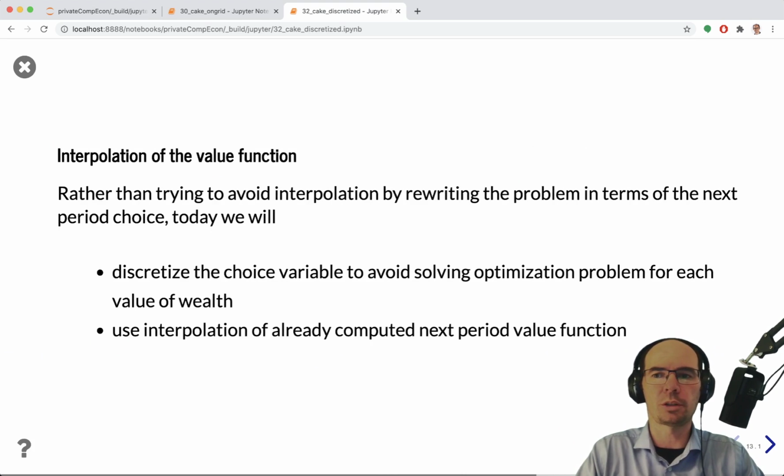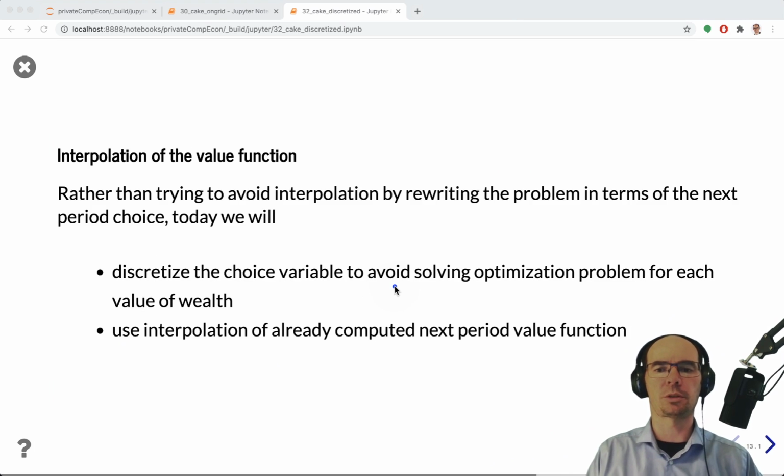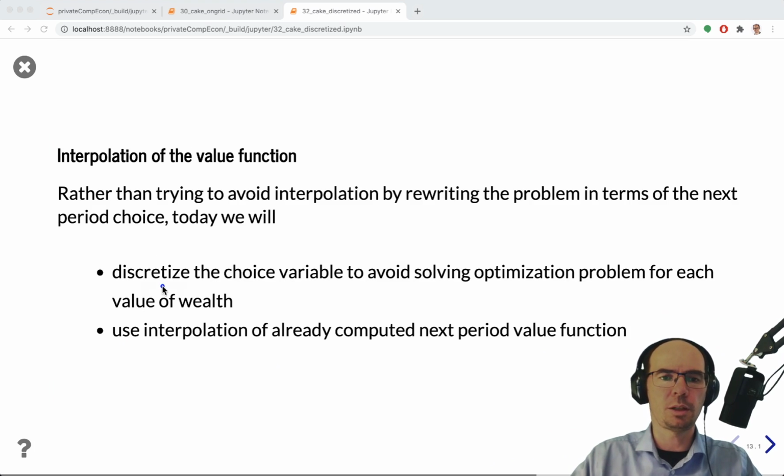Okay, so let's try to improve this situation by running a more accurate solver. So what do we do here? Rather than trying to avoid interpolation by rewriting the problem in terms of the next period choice, we will discretize the choice variable, okay? So that we still don't have to solve for the optimal choice using any iterative maximization operations, which is also possible, right? In principle, for each point of the state space, for each size of the cake, we could run an optimizer and find the optimal consumption for that particular size of the cake. But instead, today we will discretize the choice.